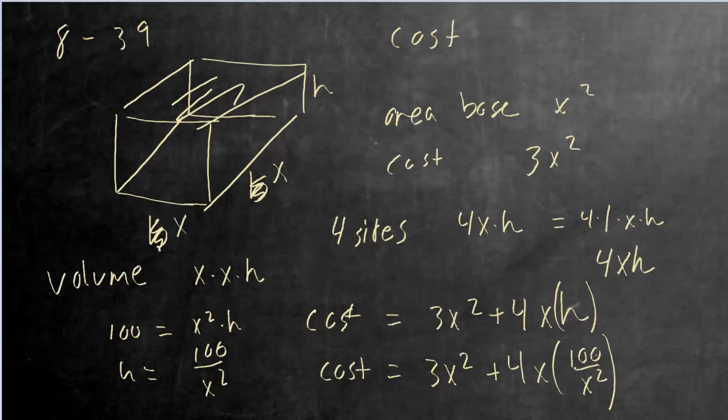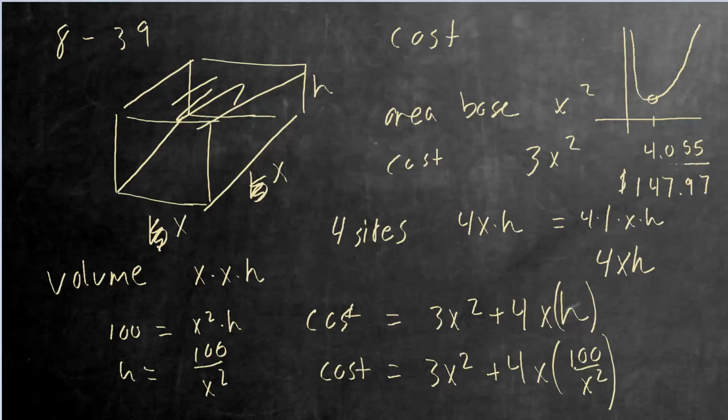Graph the equation and find the value of x which gives the minimum cost. So we get that graph with a good window. First quadrant should look something like that. So we've got our minimum cost right here. And I think the x value to that is 4.055, which would be in feet. And then the minimum cost would be the y value of $147.97.